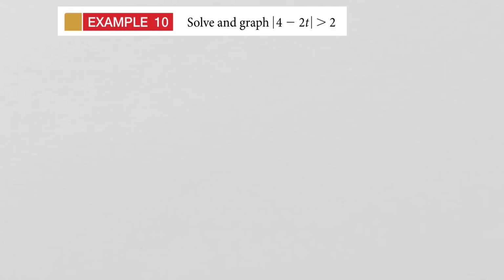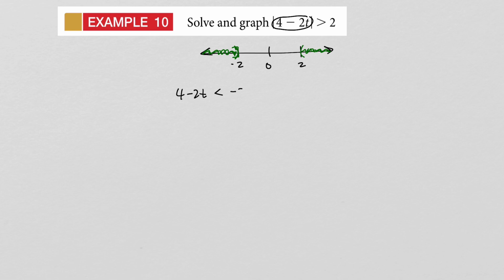Okay, in our next one here, we have the absolute value of 4 minus 2t is greater than 2. So what does it mean for the absolute value of something to be greater than 2? Well, it means that it has to be more than 2 units away from 0. So it's got to either be out here or out here. So whatever's inside the absolute value, in this case 4 minus 2t, has to be less than negative 2, or 4 minus 2t has to be greater than positive 2. And now we're just going to solve this.